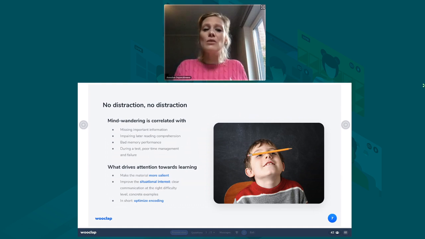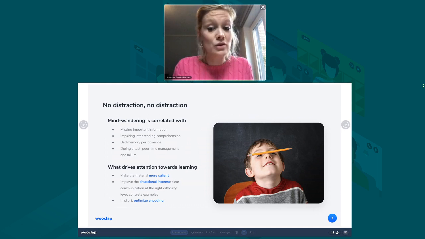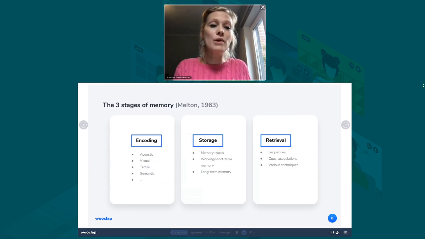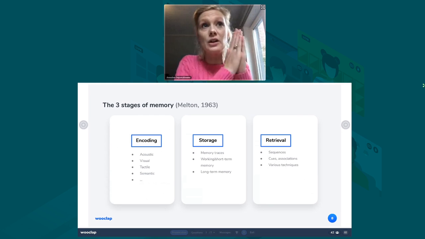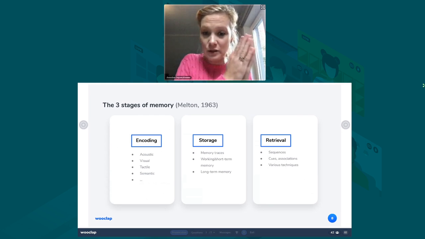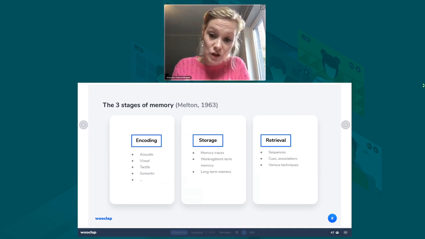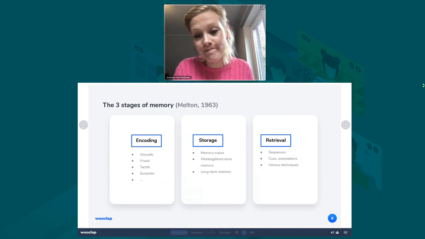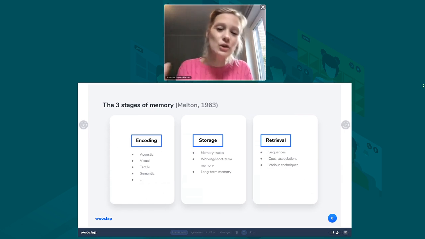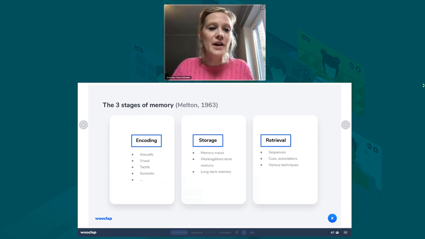So we cannot understand what strategies to use in the classroom with student response systems if we do not grasp a few fundamental concepts about how the mind is working. So this is on the next slides. According to most psychologists, memory goes through three phases. Encoding, where you have the acoustic, visual, tactile, and semantic ways to encode. We have the storage, and there we see memory traces, your working memory, your short-term memory, but also your long-term memory. And then we have retrieval, where we can retrieve in terms of sequences, cues, associations, and other various techniques.